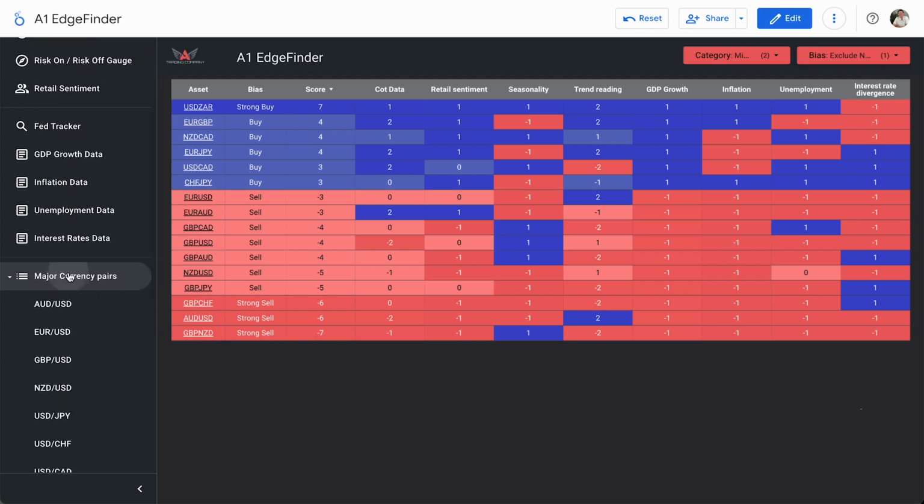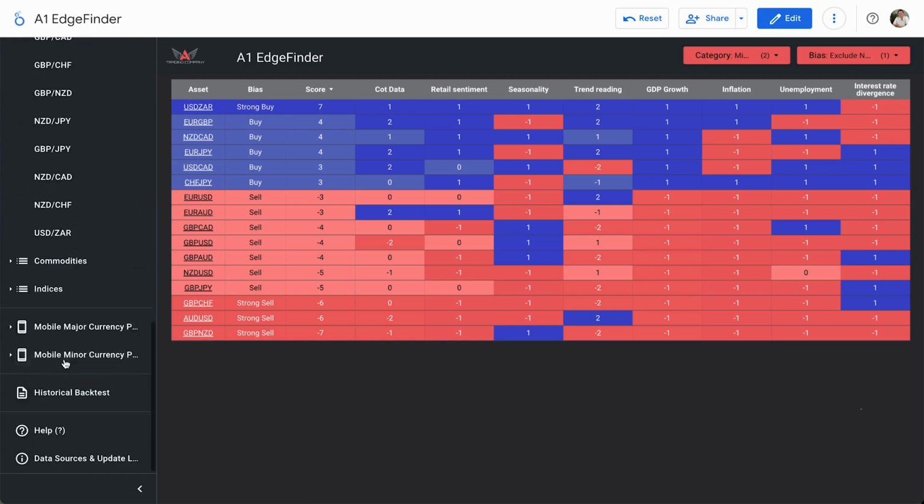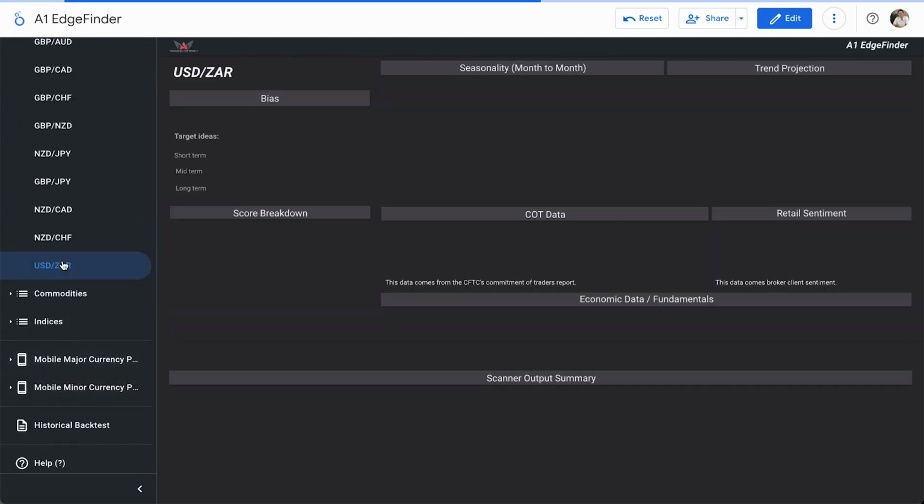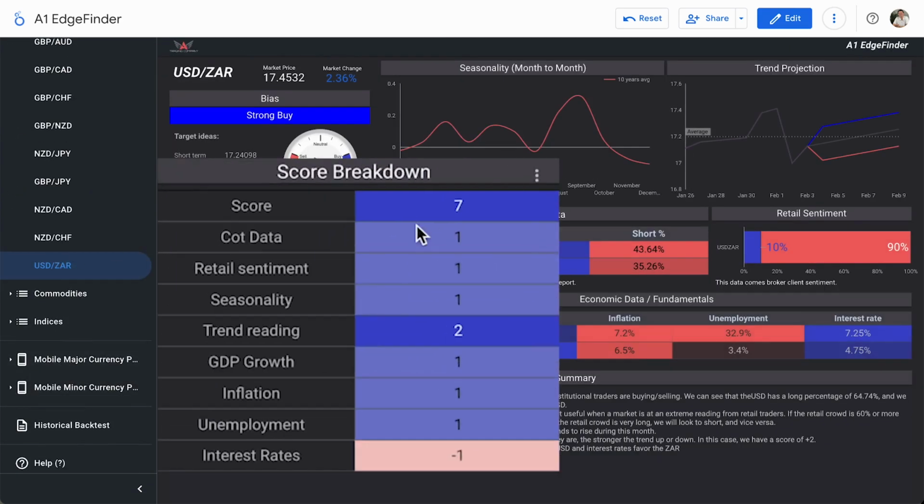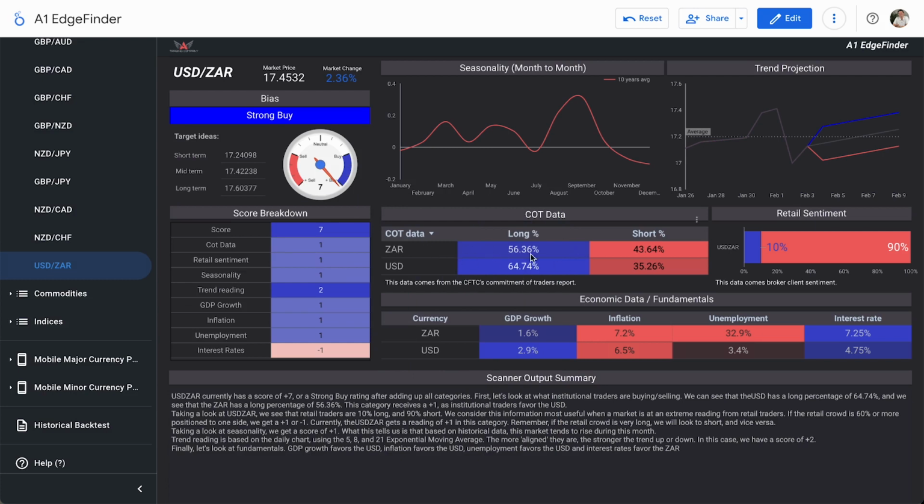If we go to, sorry, not major currency pairs, minor currency pairs, USD ZAR all the way down here at the bottom, strong buy, score of +7. Got a lot of interesting stuff that we can take a look at here, so let's just jump right into it. COT data is a score of +1. Retail sentiment is also a score of +1. We can take a look at those numbers right over here.